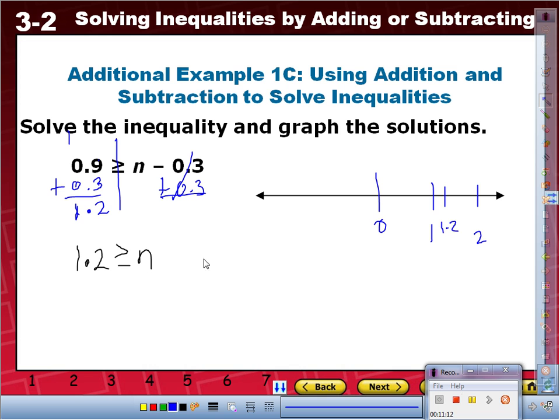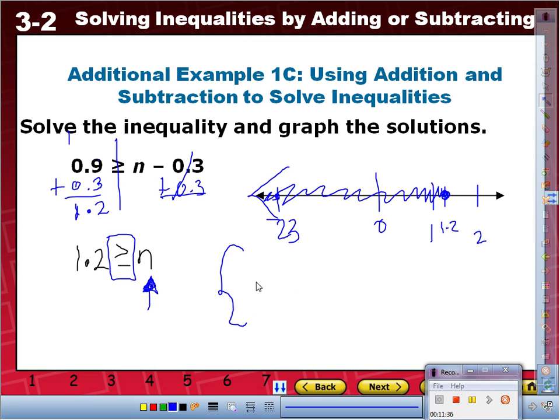1.2. Does it include the point? Yes. What numbers can I substitute in here so that 1.2 is greater than that number? Somebody said negative 23. Yeah, that's true. If I substitute in here, 1.2 is greater than negative 23. So basically everything to the left. My solution set is, focus please, all numbers n such that n, in this case n is smaller, is that correct? n is less than or equal to 1.2.